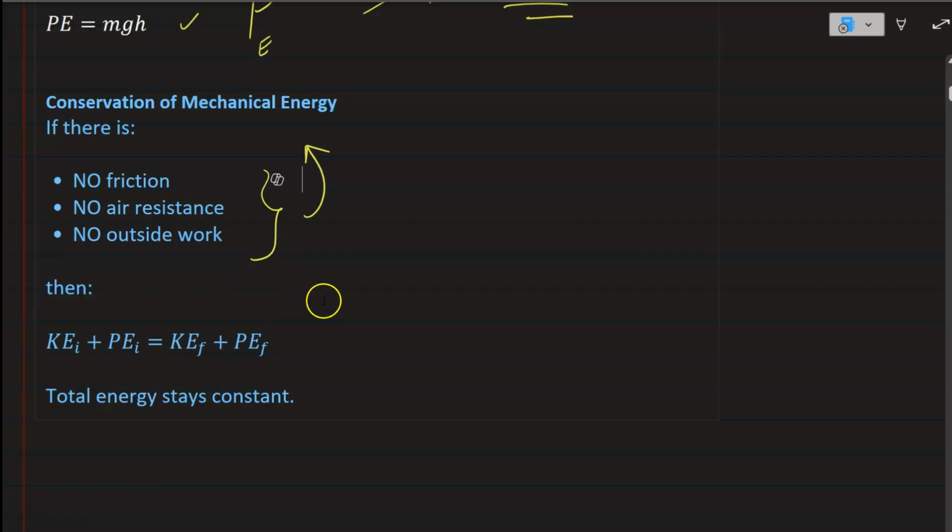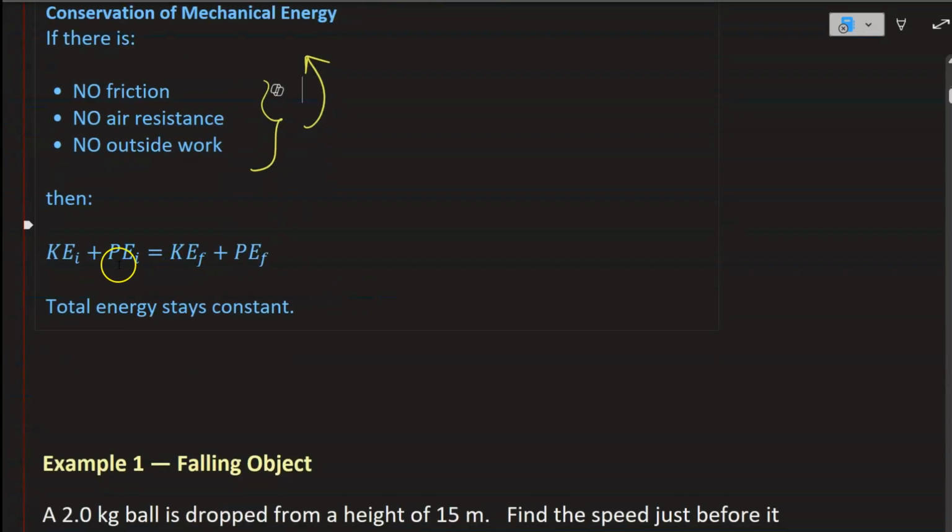If we have that, the total potential and kinetic energy before must be equal to the total potential and kinetic energy after. This value is always constant. It will never change. Okay, now let's go through 4 examples so that we know exactly what to do.